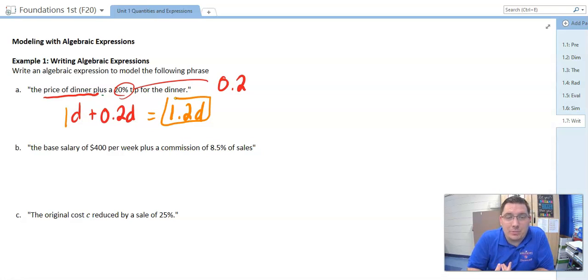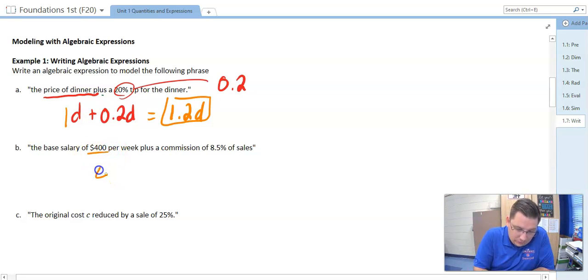In example B, we have the base salary of $400 per week plus a commission of 8.5% of the sales. So what is this going to look like? Well, first off, we have the $400. And then it says what? Plus. A commission means that you're going to get a percentage of the sales that you sell.